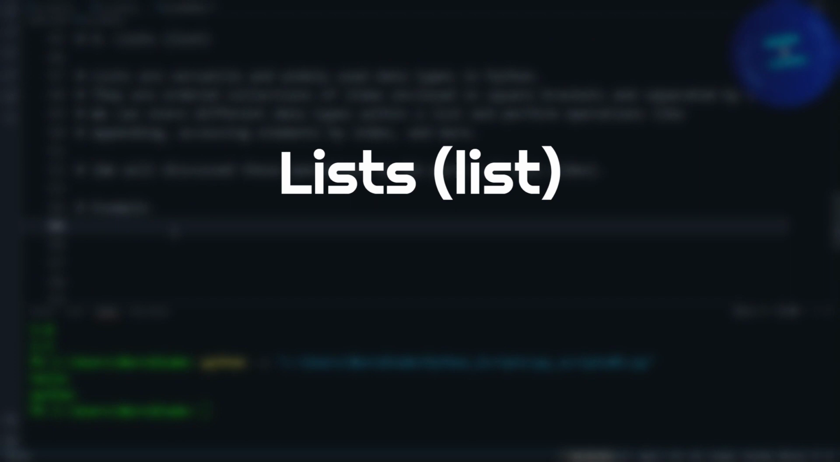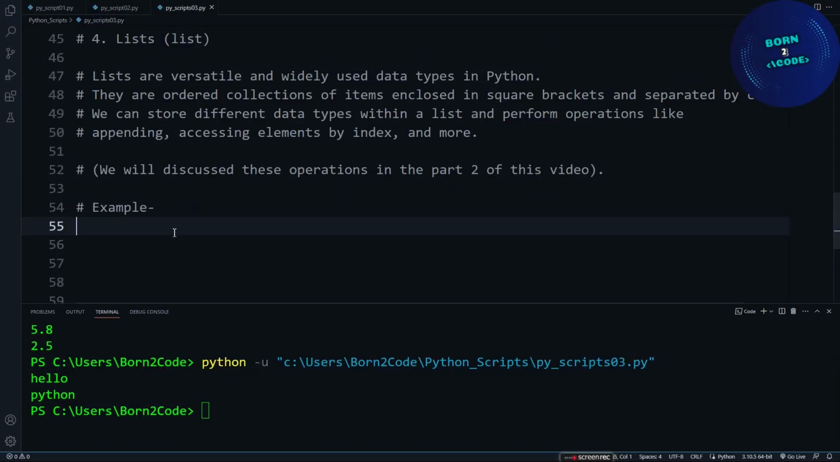Lastly, we have lists. Lists are versatile and widely used data types in Python. They are ordered collections of items enclosed in square brackets and separated by commas. We can store different data types within a list and perform operations like appending, accessing elements by index, and more, which we will be covering in the second part of this video, but for now I will tell you how to create a list. Here's an example.